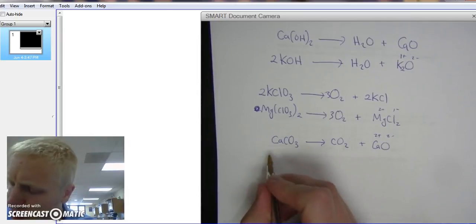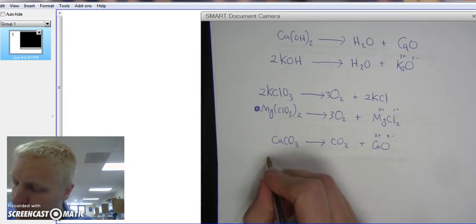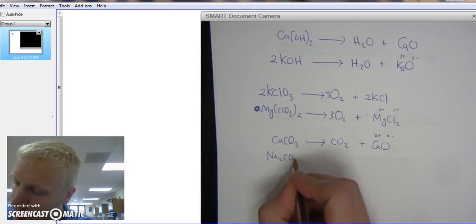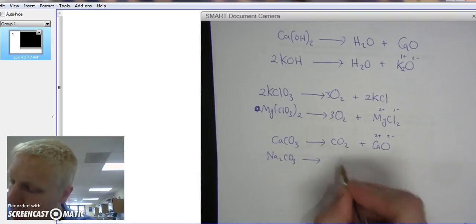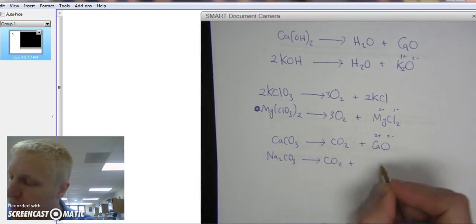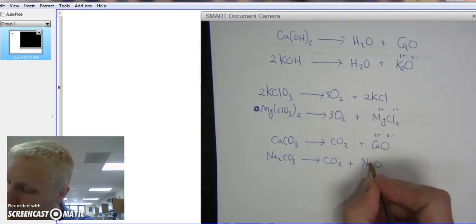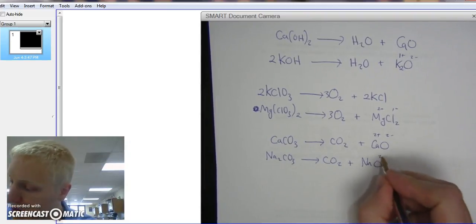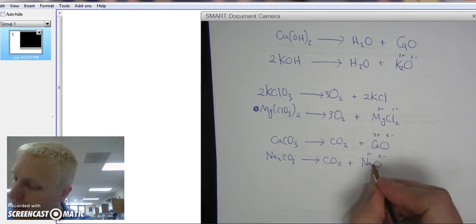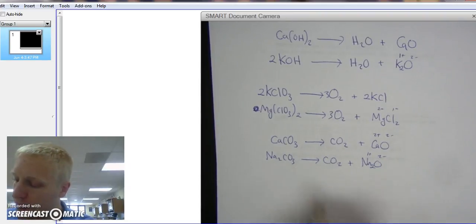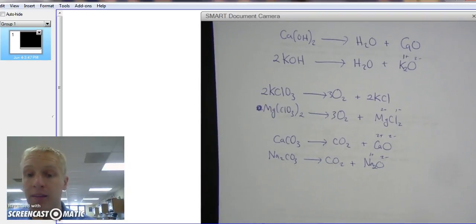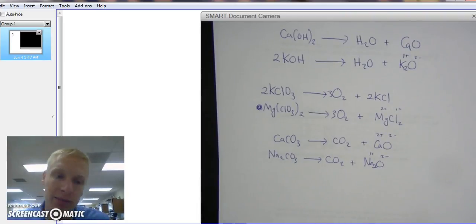Alright, doing another one, why don't we do Na2CO3. Sodium carbonate. Again, decomposes, forms CO2 gas and an oxide. Na is going to be with that oxygen. 2 minus, 1 plus, Na2O, and it's balanced. A carbonate decomposes to form CO2 and an oxide.